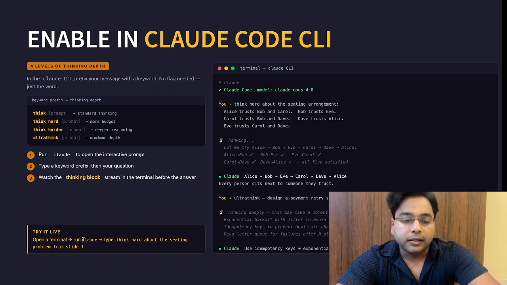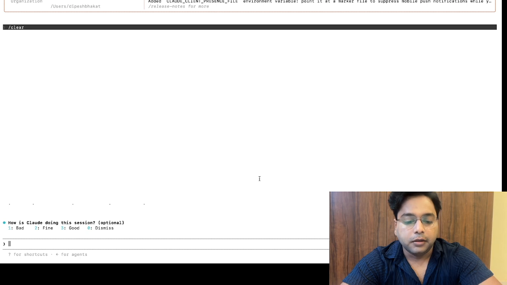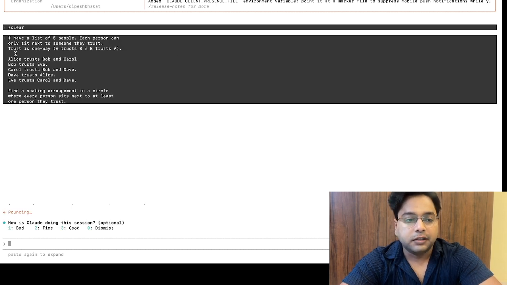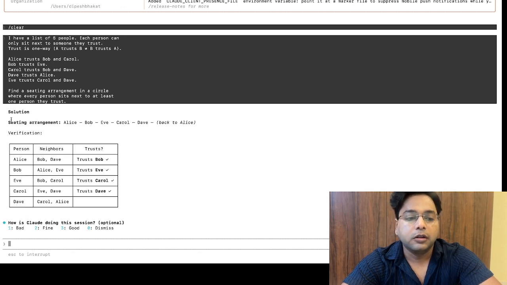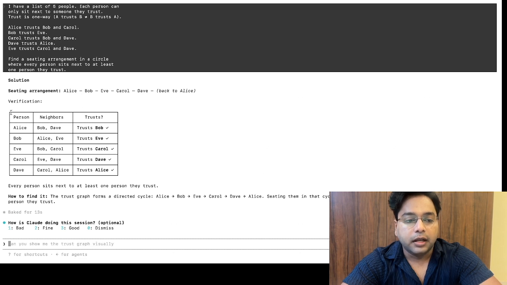We can open a terminal, then run Claude and type whatever we want after enabling extended thinking. Now we will see extended thinking in action. Here I have pasted the text which I showed in my last slide, and we can see it is thinking, and before coming to the answer we can also see how it has thought. These are the seating arrangement and the verification, and how every person sits next to someone they trust. It has done some extended thinking and then came to this answer: Alice, Bob, Eve, Carol, Dave and Alice.